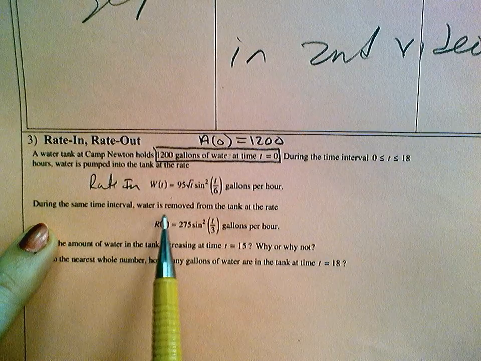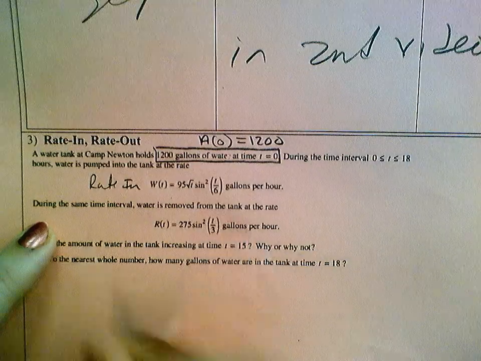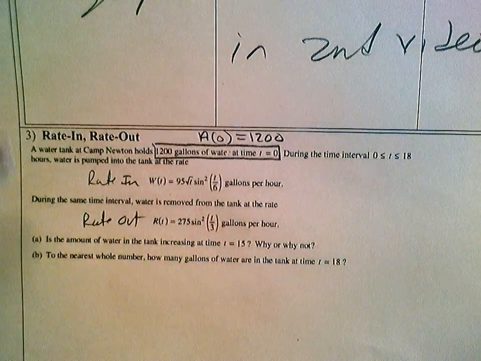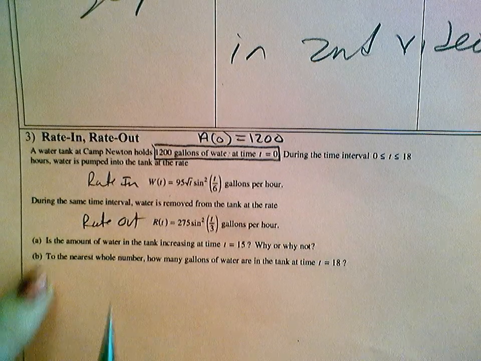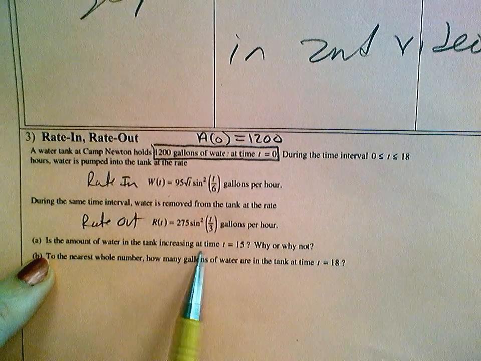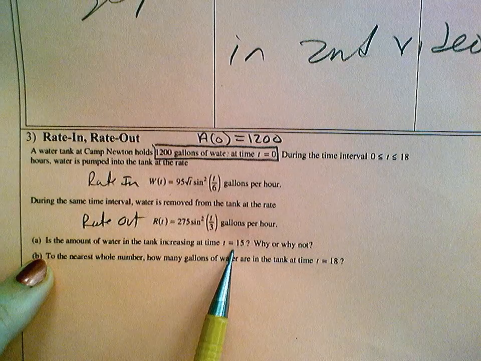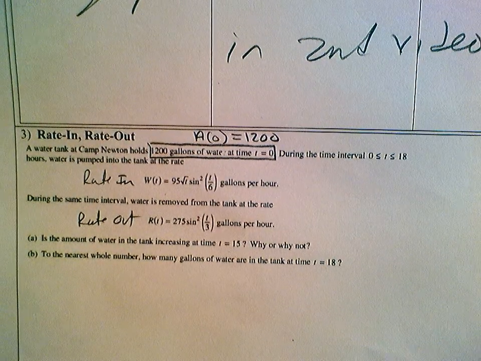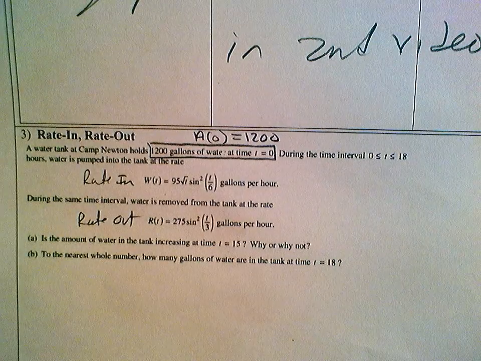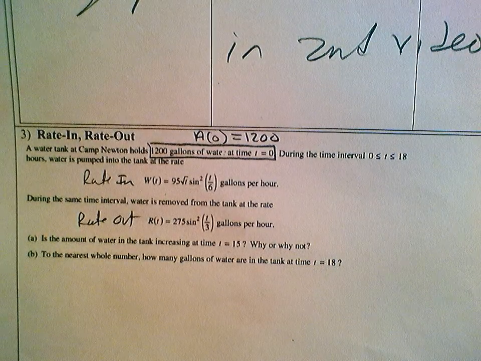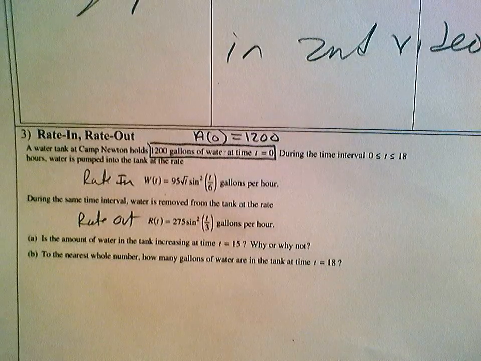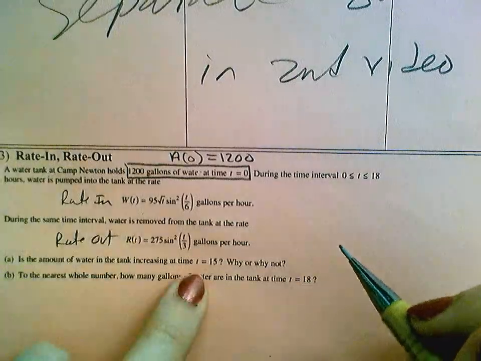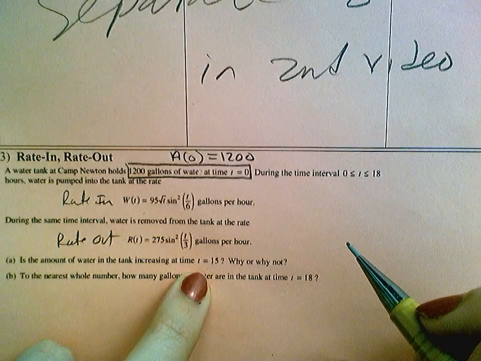During the same time interval, water is removed from the tank at this rate. So this is rate out. So this is a classic rate in, rate out problem. Is the amount of water in the tank increasing at time t equals 15? Why or why not? If you remember Susan's table, a function is increasing when its derivative is negative. All right? So you need to figure out if the derivative is positive or negative at 15.